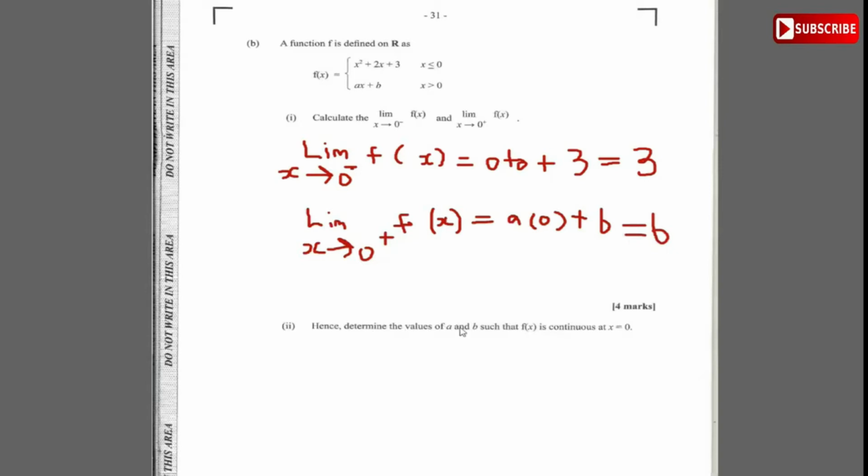It says, hence determine the values of a and b such that the function is continuous. If the function is continuous, then the limit from the left is equal to the limit from the right. And so that must mean 3 is equal to b and a must be equal to 0. Nice and easy.